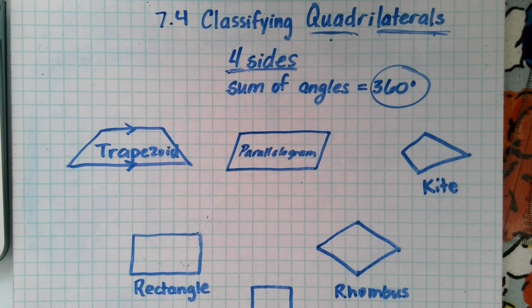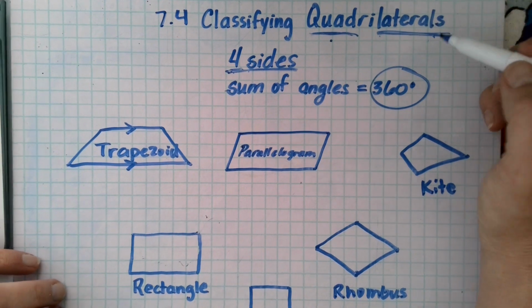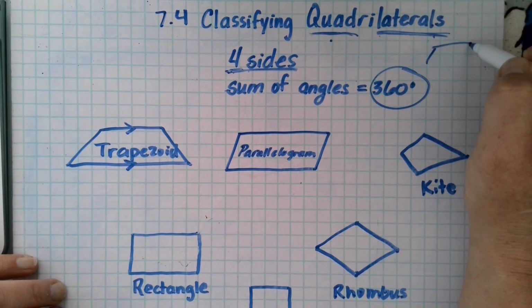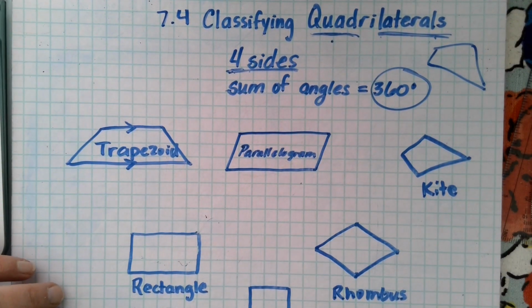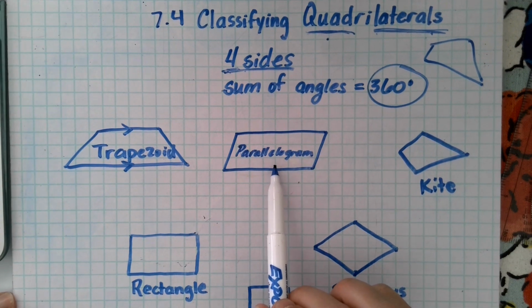So today we're going to look at lots of different quadrilaterals. Now a quadrilateral could just be any old shape with wonky sides like that. It just has to have 4 sides. But we're going to look at some special ones today. So the first one we're going to look at is a parallelogram.